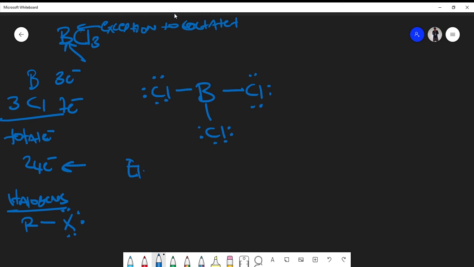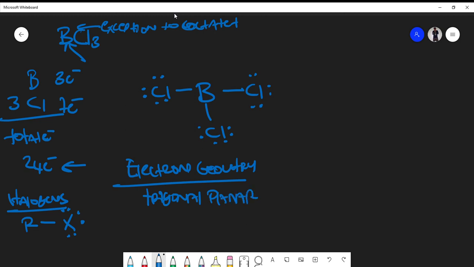So what would be the electron geometry? Well, when we have 3 bonds but no lone pairs, this is called trigonal planar. Right? This is actually called trigonal planar.